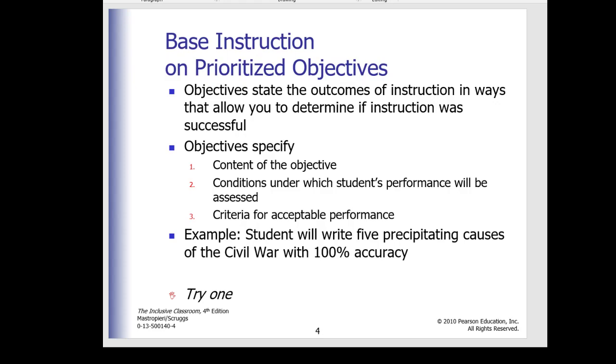So when we're talking about objectives, let's operationalize the definition of what an objective is. You can think of an objective like a goal, and we've already talked about goals a lot with the IEP process. We need to have both observable and measurable criteria, and they have the content, the conditions, and the criteria. We've already done this with IEP goals. So we have our example here: a student will write 5 precipitating causes of the Civil War with 100% accuracy.